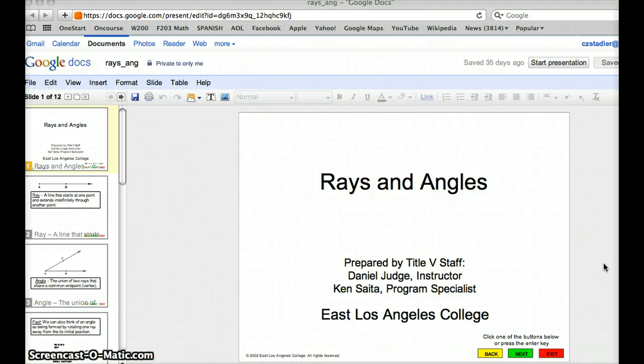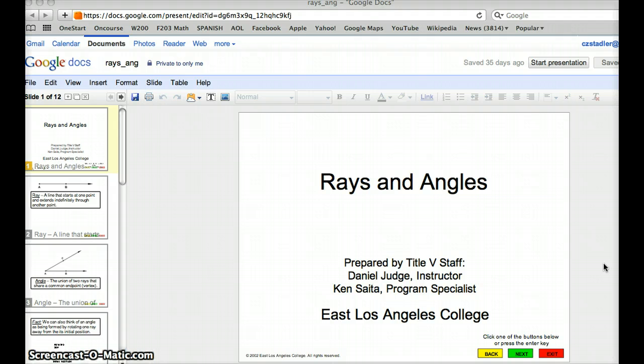For this case analysis, the standard was to identify, describe, and draw rays and angles, including right angles, acute angles, obtuse angles, and straight angles. The need for this standard was that the teacher needs to better explain the concept of rays and angles to his or her fourth grade class.